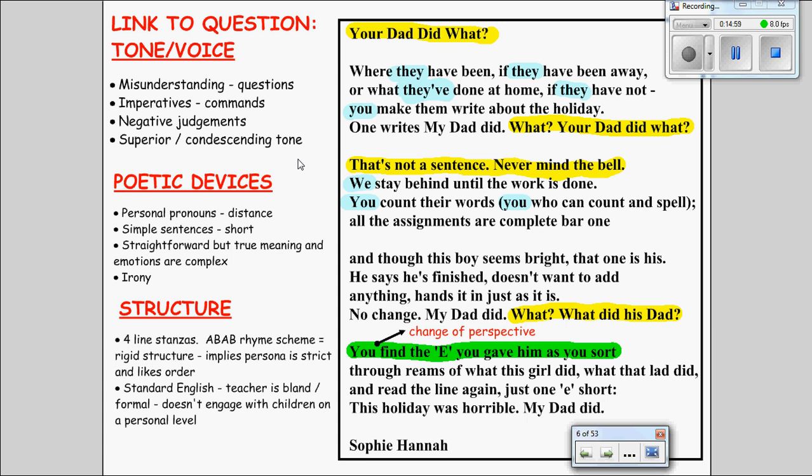Recognise how many stanzas there are and the line lengths and things like that, but make sure that you link it in to the ideas themselves.